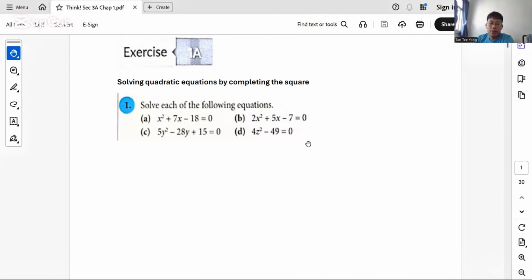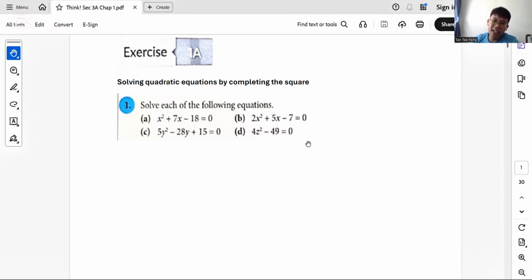Okay, hello everyone. So today I'm going to go through exercise 1A from the Think textbook. This is the textbook with the shell-like thingy, the Nautilus shell. Okay, so exercise 1A.